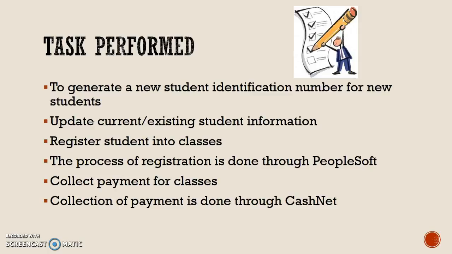Here are the tasks that are performed for the Open University program. We will generate a new student identification number for all new students. We will update current and/or existing student information. We will help register students into degree classes, in which the process of registration is done through the use of PeopleSoft. We will collect payment for all classes registered, and the collection of payment will be done through the system of CashNet.